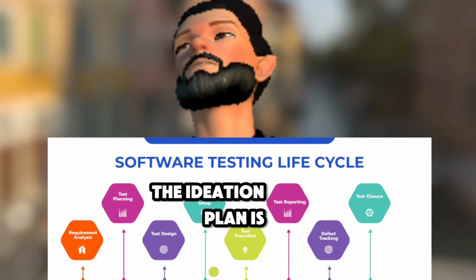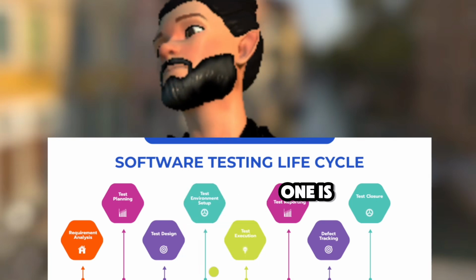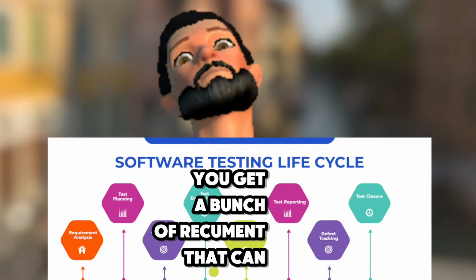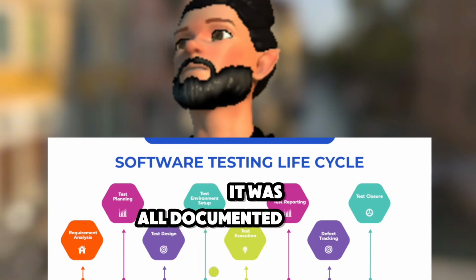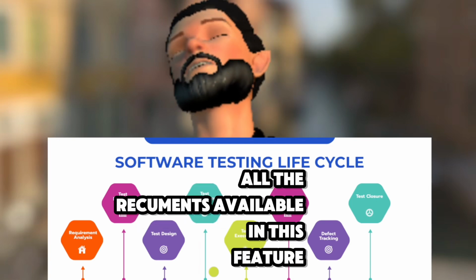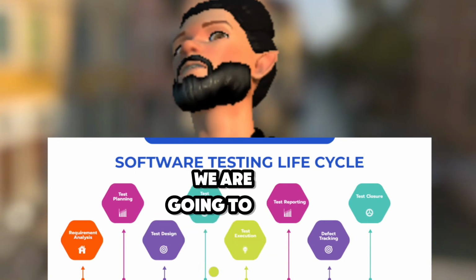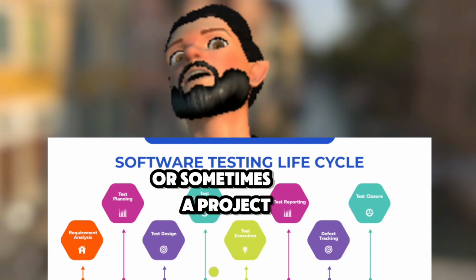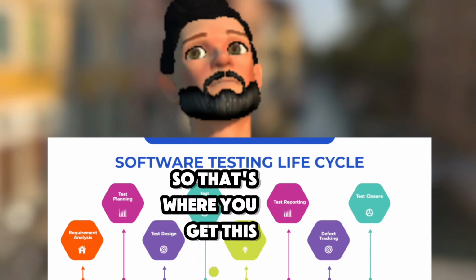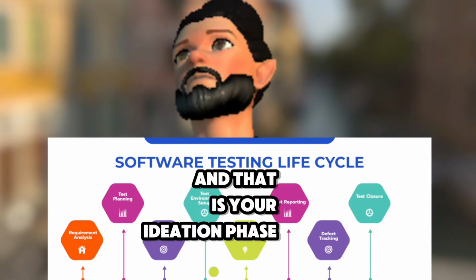The ideation plan is what you're going to do. It's based on two things. One is mostly the requirement analysis phase. You get a bunch of requirements. Ten years back it was all documented, so you got a document of all the requirements available in this feature. But now it's not the case. Sometimes the developer will tell you, hey, we are going to add this feature. Or sometimes a project manager will tell you in a DS, this is the next sprint goal. So that's where you get the requirement. You identify the requirement, and that is your ideation phase for testing.